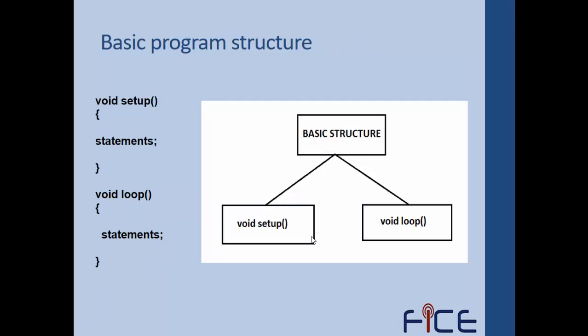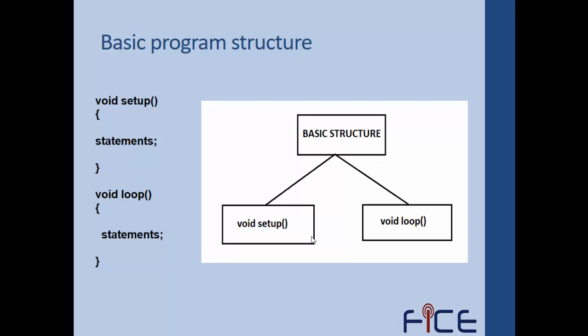Now what is the basic program structure of Arduino? Arduino has a very simple program structure. One is called void setup, another is called void loop. Now what is to be written in void setup and what in void loop? That is very simple. Whatever we want to execute only once is to be written in void setup. Whatever we want to execute again and again is to be written in void loop.